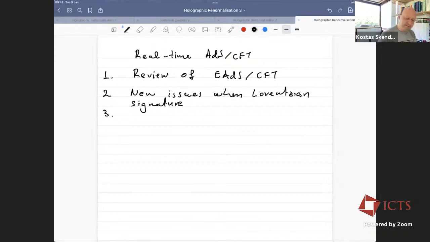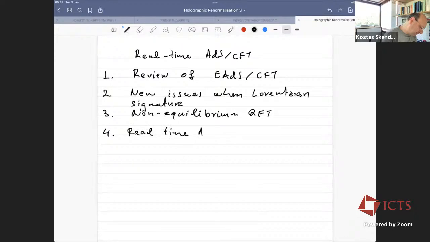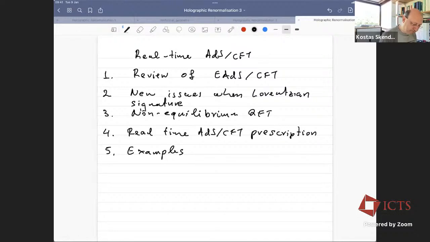Then we'll have a little bit of an interlude into quantum field theory. Maybe I should better say non-equilibrium quantum field theory. And then I will present the real-time prescription. And then we'll discuss examples. Okay, so that's the plan.